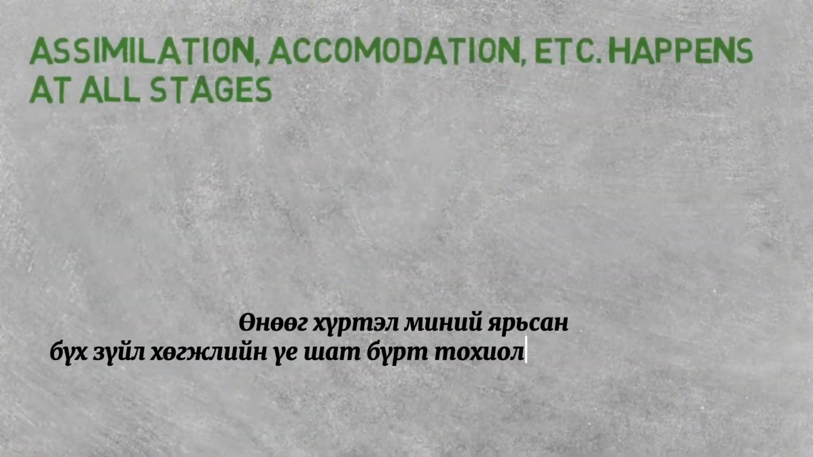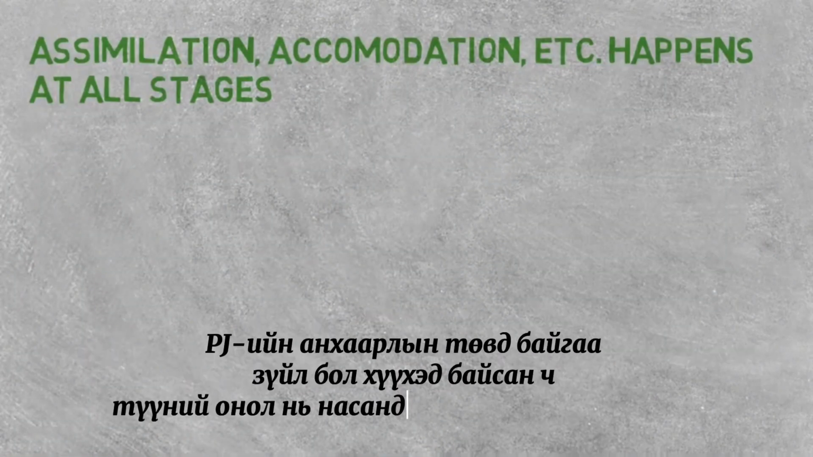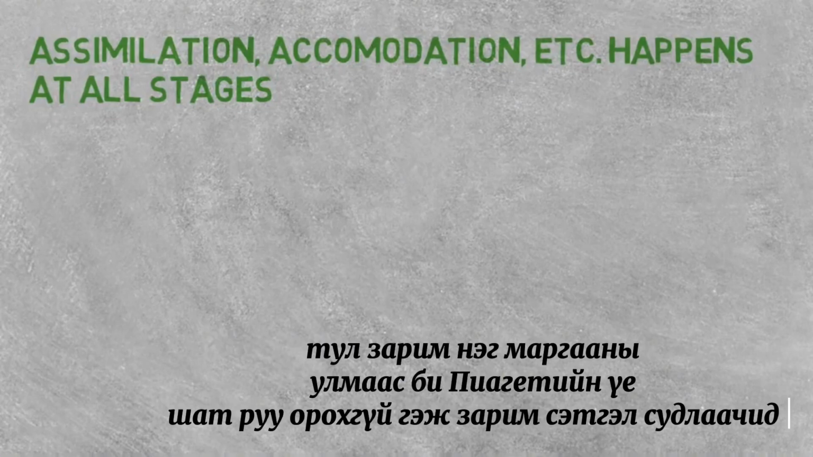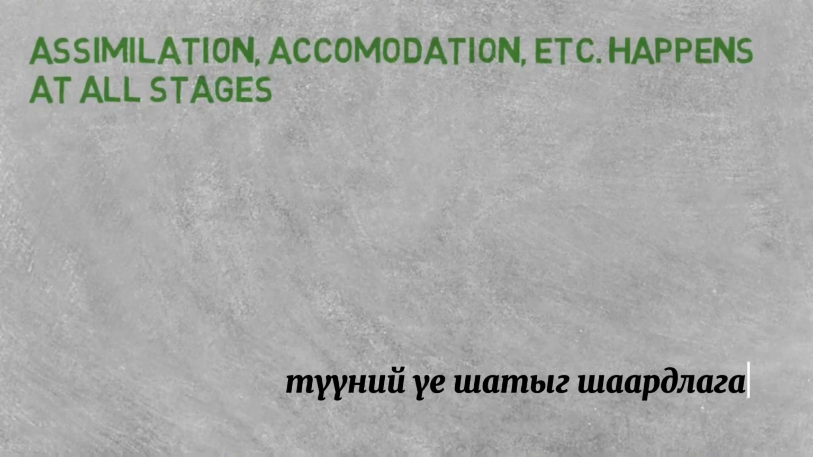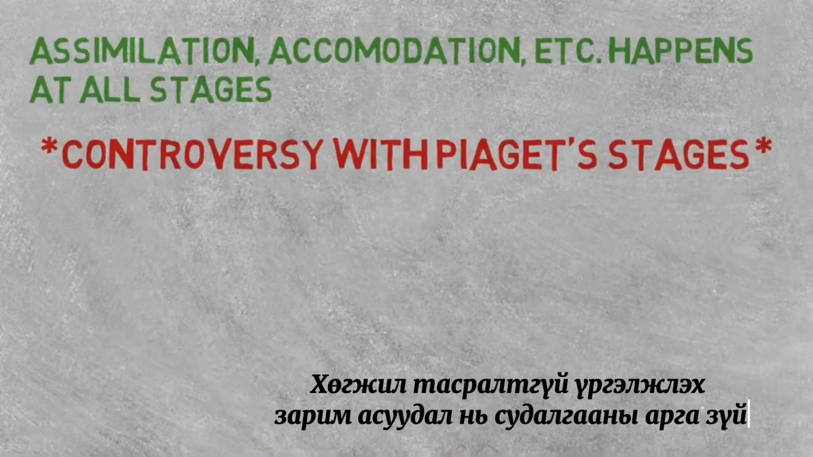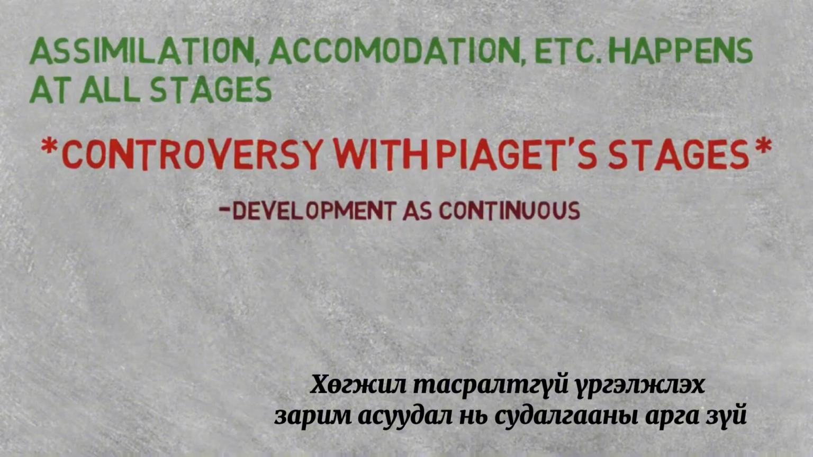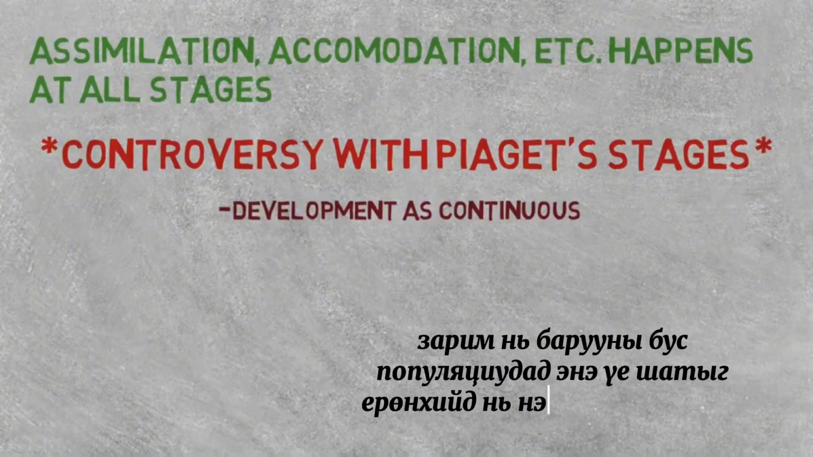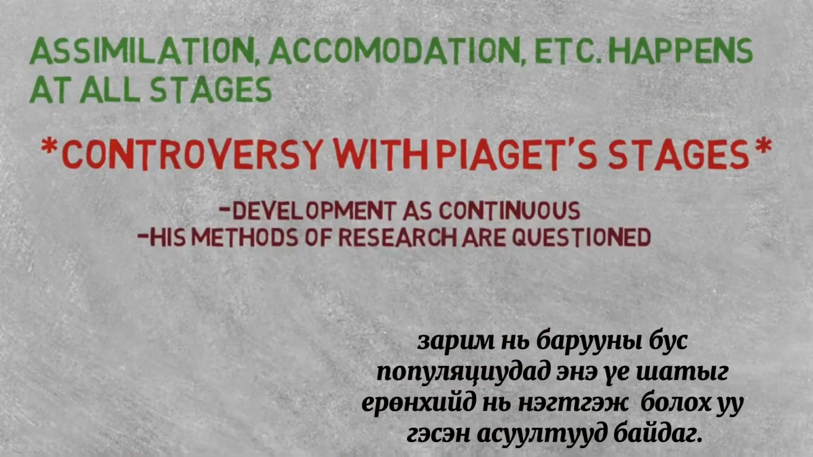I feel like I should emphasize that everything I've talked about so far happens in every developmental stage. Piaget's focus was children, however his theory generalizes to adults. I'm not going to go into Piaget's stages due to some controversy. Some psychologists view his stages as unnecessary and development as continuous. Some question his methods of research, and others question whether the stages could be generalized to non-Western populations.